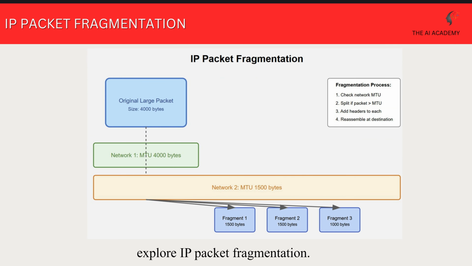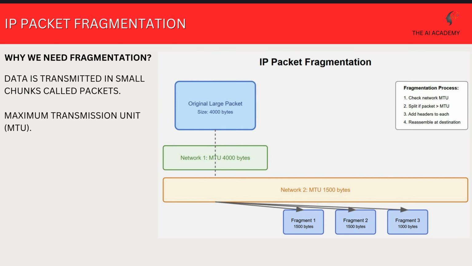Let us now explore IP packet fragmentation. Imagine you're packing for a trip, and your suitcase is too big to fit in the car trunk. To solve this, you unpack the suitcase into smaller bags that fit easily. Later, when you arrive at your destination, you repack everything into the original suitcase. That's essentially what IP packet fragmentation does for data.